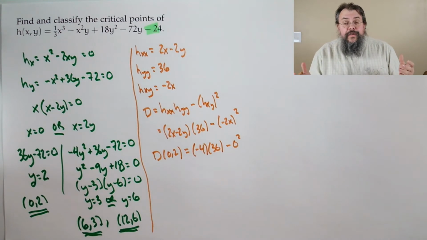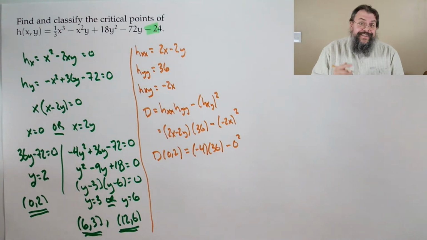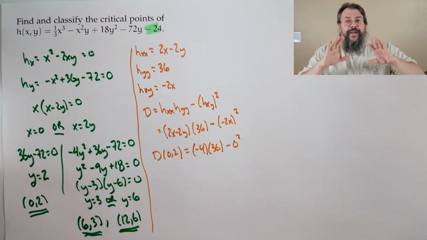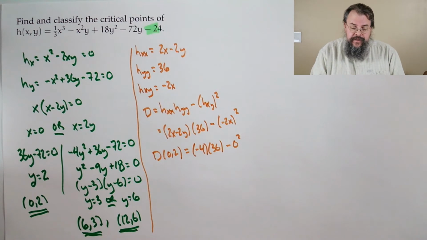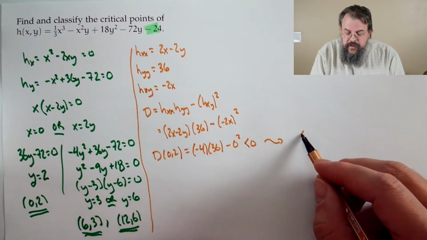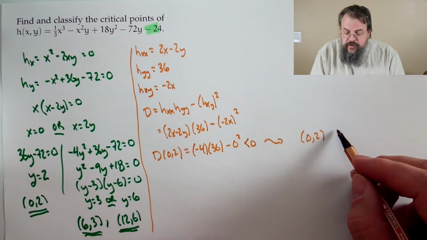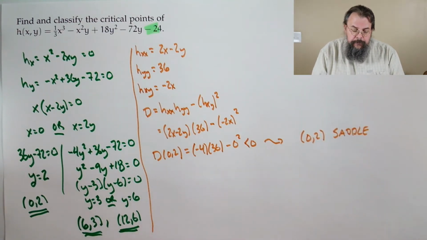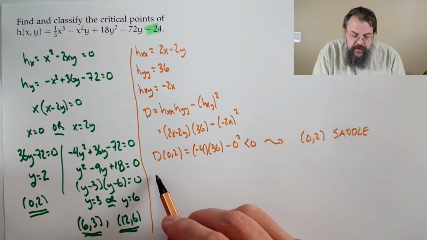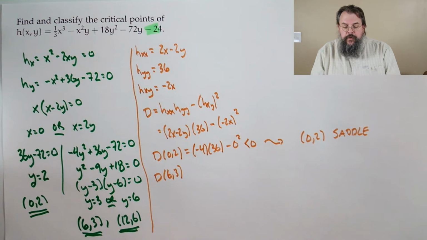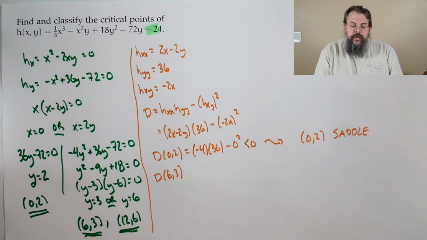Now, we could compute this and say, gross. That's right, 144, but negative, right? But we don't care about the 144-ness. We care about the sign. It's a negative value. So that tells us (0, 2) is a saddle. Great. All right, next point, (6, 3).